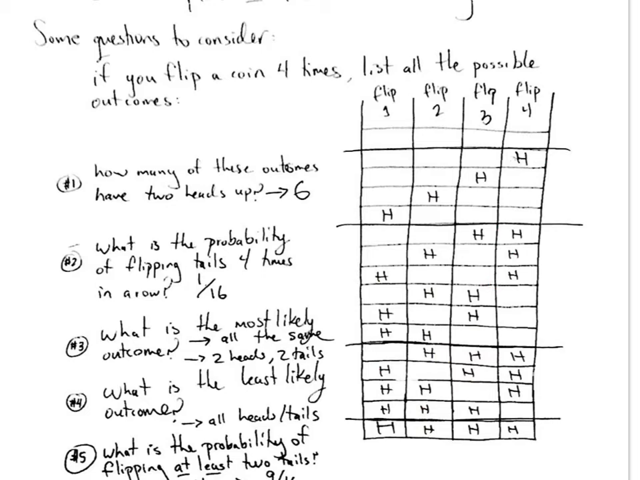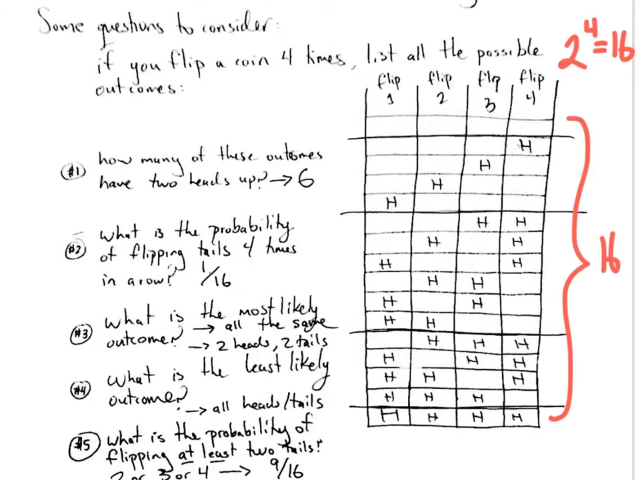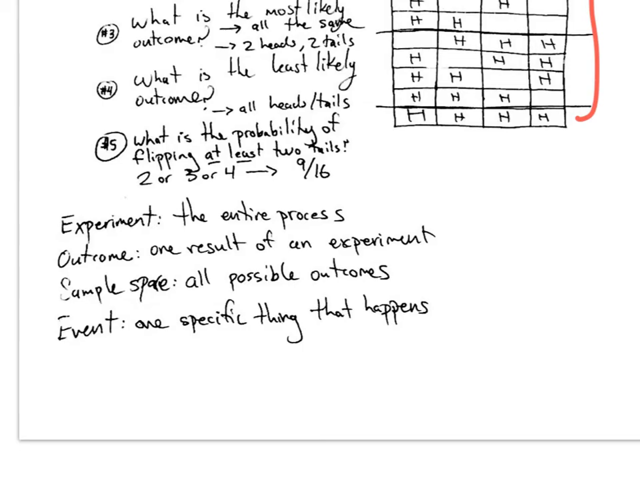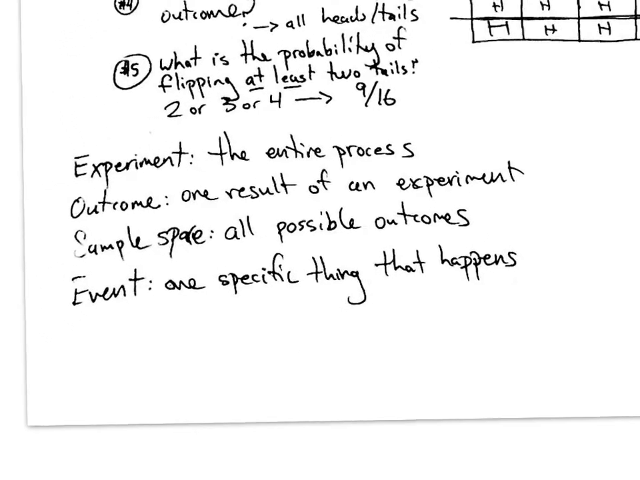Notice how when you're flipping a coin, there's 2 possible outcomes. One is heads up, one is tails up. And so there's 2 possible outcomes, and we're flipping the coin 4 times. And that is 16. And notice how there are 16 possible outcomes here. Okay, so when we talk about this vocabulary, let's do the probability question soon.